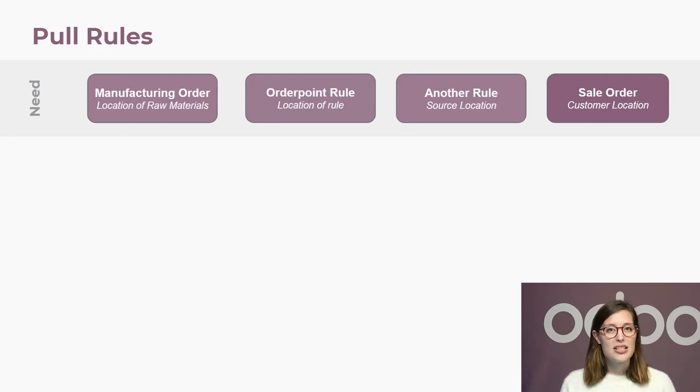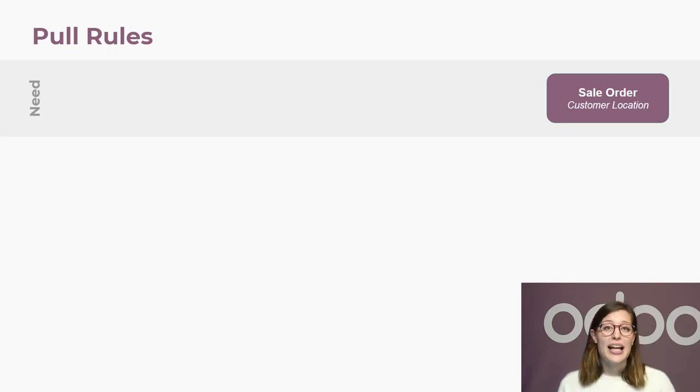With pull rules, a demand for some products triggers procurements, while push rules are triggered by products arriving in a specific location. So let's look at how we use pull rules to fulfill a customer's order. To fulfill the sales order, Odoo generates a need at the customer location for each product in the order. Pull rules are triggered by a need.